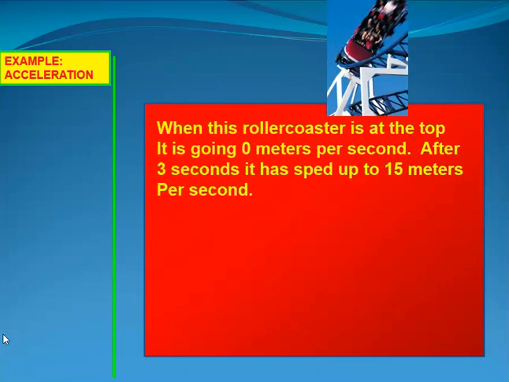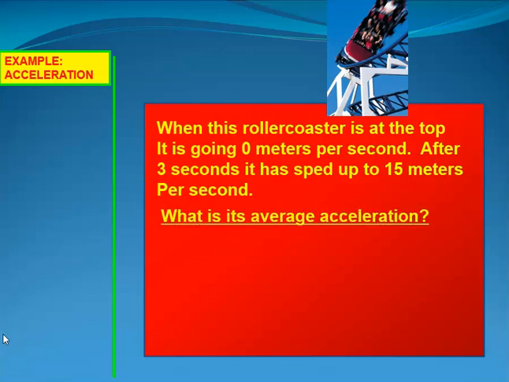So, example of acceleration. When this roller coaster is at the top, it is going 0 meters per second. So we'll say it stops for a split second. After 3 seconds, it has sped up to 15 meters per second. So what is the average acceleration? And by the way, the only kind of acceleration we'll ever deal with is average or constant acceleration. We never have changing acceleration, even in AP physics. So a equals question mark, that's what you're trying to find. What you're given is a final velocity of 15 meters per second. The initial velocity is 0 meters per second. And time is 3 seconds.